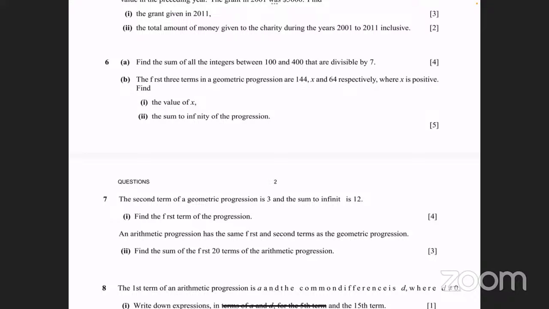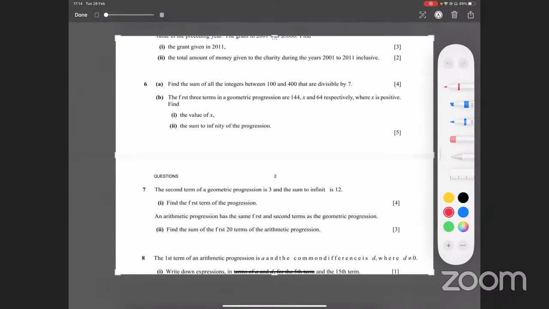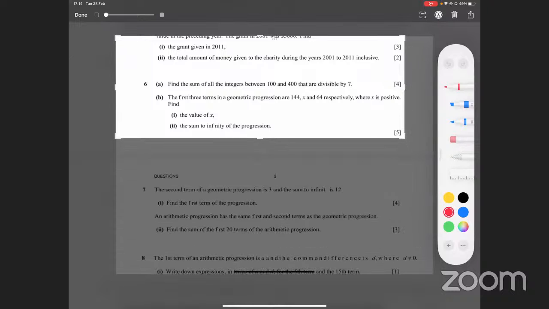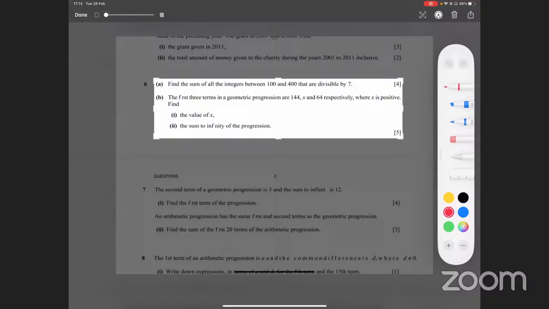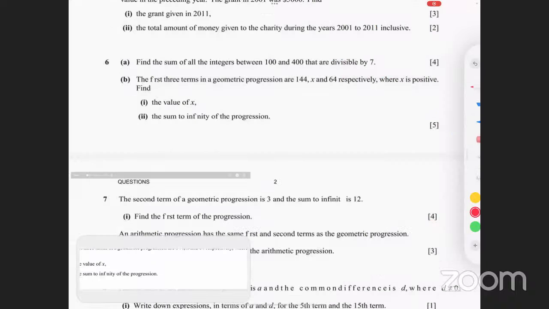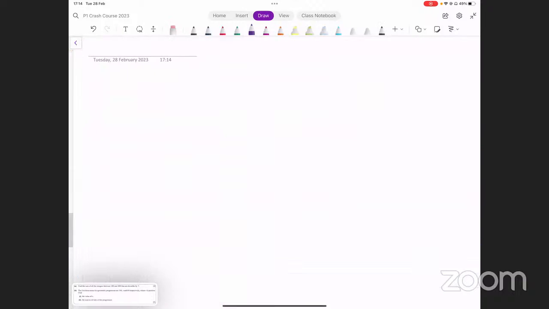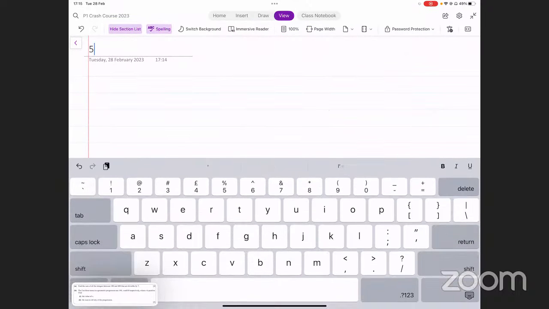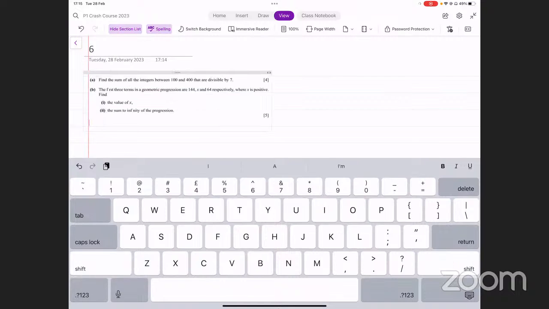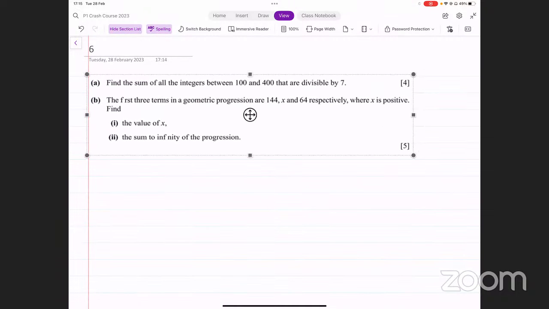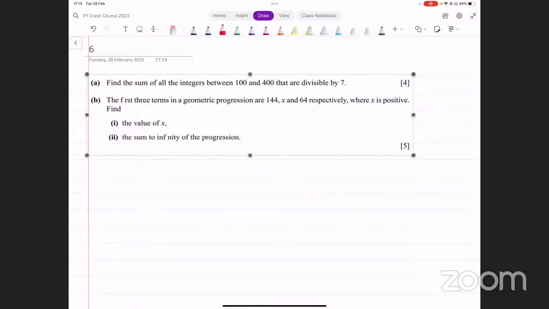Let's try this. This is question number 6 from the worksheet. Let's think about this one. All right, so in the first part, we have to find the sum of all the integers between 100 and 400 that are divisible by 7. Now, let's think about that. What kind of sequence is this going to be?